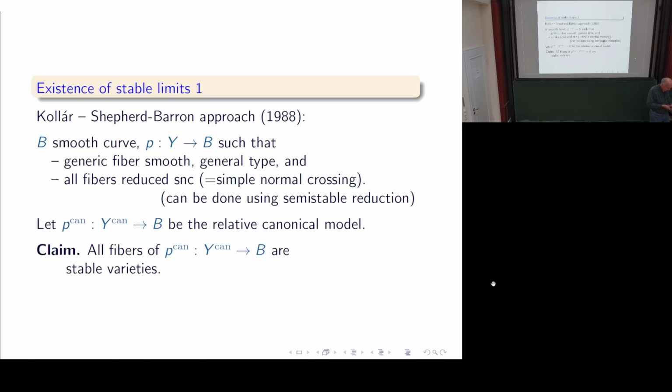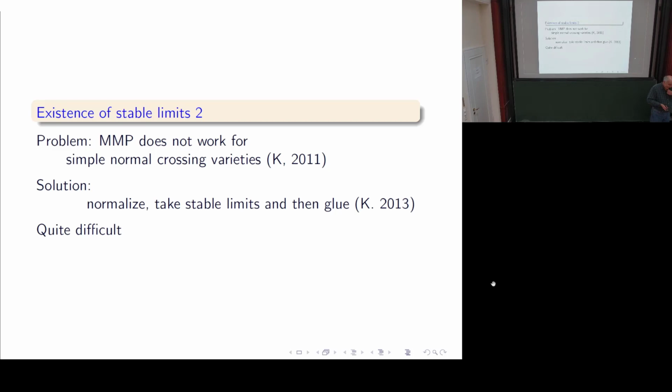Now, you see this is nice as long as you have smooth things degenerating. But in the boundary, we of course have reducible things, and so then we want to understand what happens when the stable model is degenerate. And so you might say you do exactly the same thing, but the big problem is that MMP does not work for simple normal crossing varieties. There are even projective surfaces with only normal crossing singularities whose canonical ring is not finitely generated.